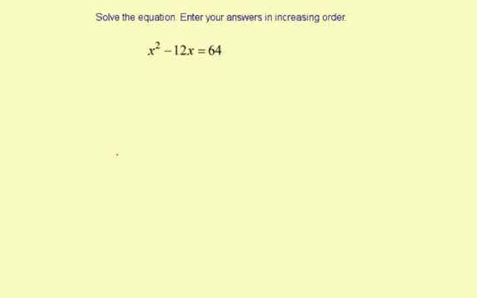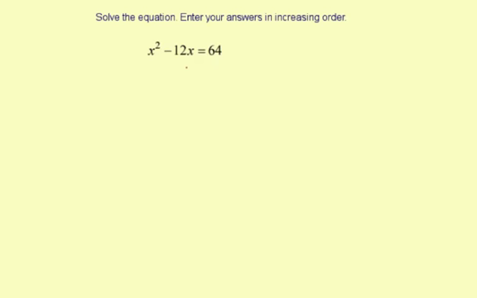Solve the equation, enter your answers in increasing order. Let's take a look. We have x squared minus 12x equals 64. Now this minus 12x means we can't solve using the square root method. If it was just x squared and 64, we could just take the square root. We need a different method this time.